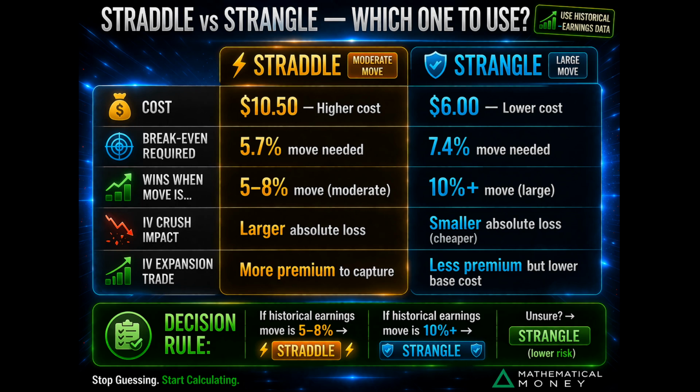Both strategies share the same critical condition. Enter when implied volatility is relatively low before the event premium builds. Never buy a straddle or strangle the day before a binary event when IV is already at its peak, for IV crush will almost certainly destroy more value than the stock move creates. The timing of entry is more important than the choice between straddle and strangle.